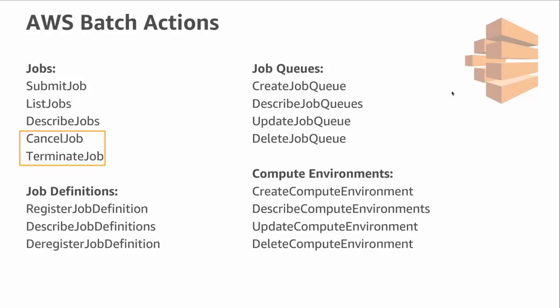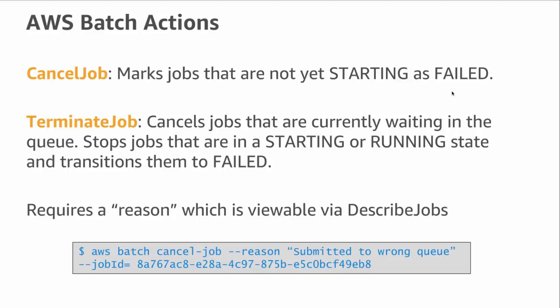So what happens when you cancel a job or terminate a job? Well, you want to track why that happened, right? So these require a reason, which is viewable via describe jobs, right? So on the bottom here, we're showing, look, if you want to cancel a job, let's tell the service what happened, why it's being canceled. So in this case, you're passing a reason, which is, oops, submitted to a wrong queue.